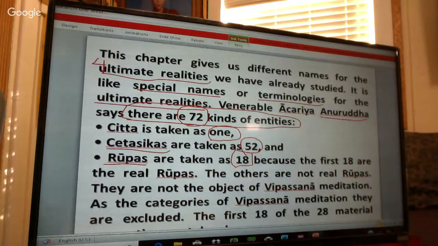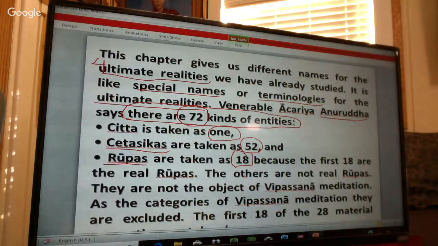Real material. The other 10 are not real. But we need to know those 10 kinds of material. That's why the Buddha explained altogether 28 kinds of material. We need to know. But when we practice meditation, inside meditation, we only need 18 kinds of material, not all, because only 18 are real material.